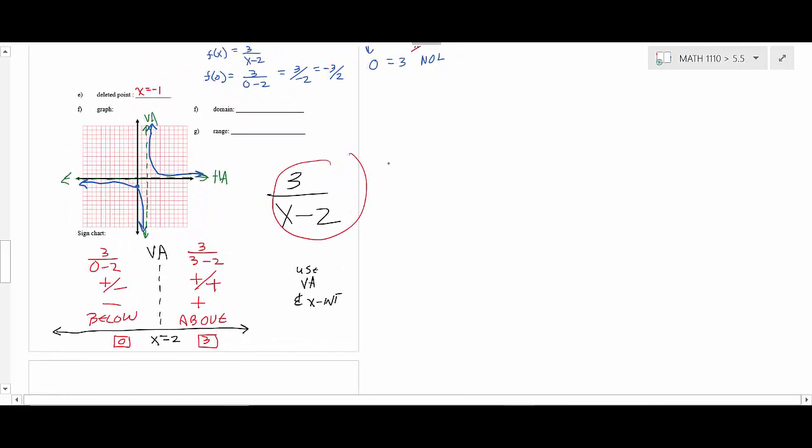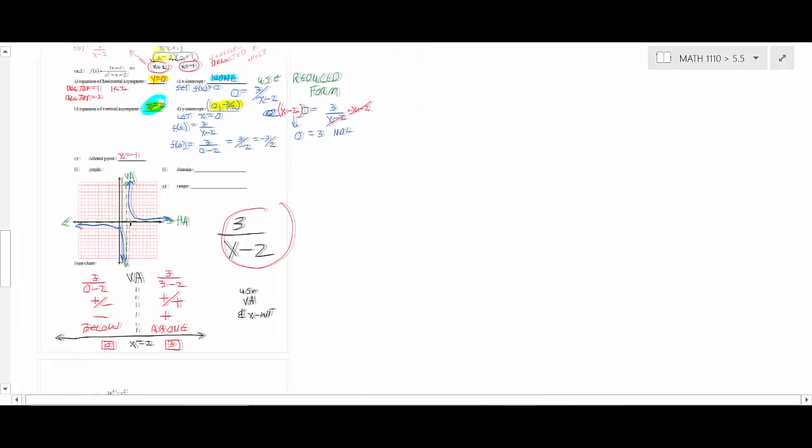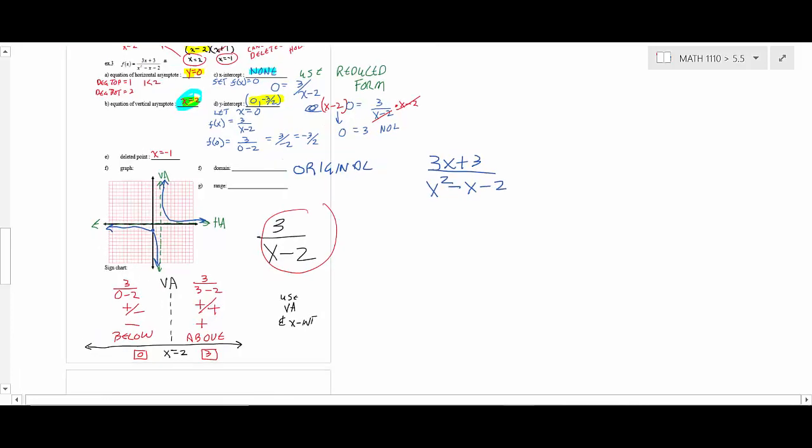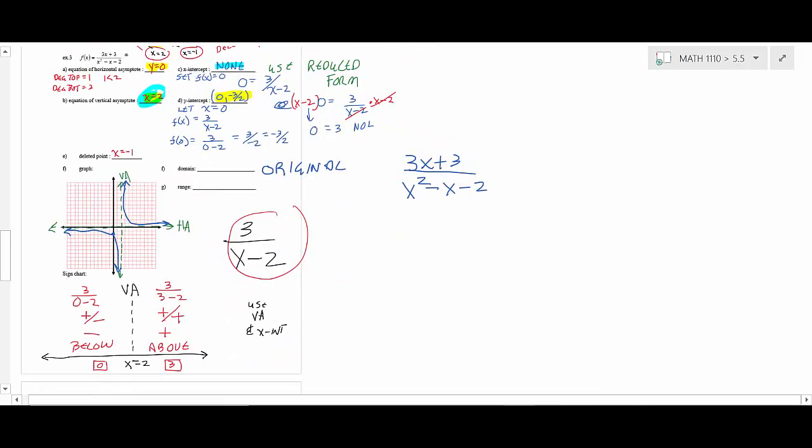Okay, now if you look at your domain, this is where you got to be kind of careful. You don't use the reduced form, you want to use the original. So on this domain, you want to be sure you do the original, which was (3x + 3)/(x² - x - 2). Then I'll show you how to locate this hole in this graph here in just a minute. We hadn't done that yet, so we'll do that.